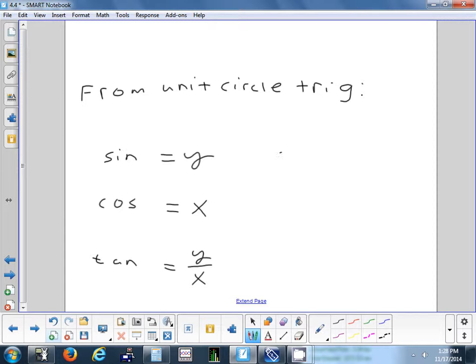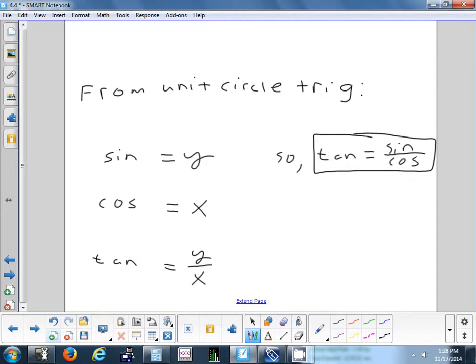Okay. So then we could say that tangent really equals something else. You can write it as y over x. But based on what we know y over x are, how could you write tangent? Tangent is sine divided by cosine.